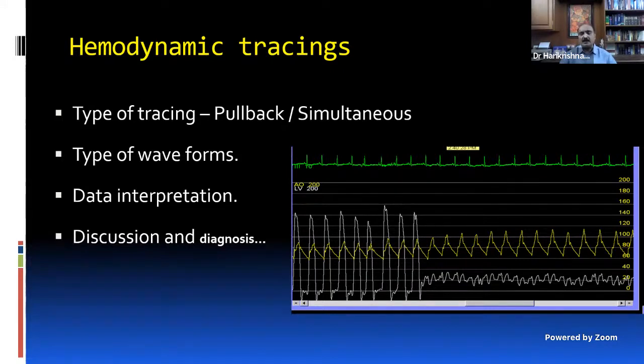So I have put the diagnosis in very small points because diagnosis is not the most important, because you have to discuss it. That is what most of the examiners want from you. So if you jump into diagnosis and make it wrong, that creates a bad impression. So always go slowly, see the tracings in detail, and give your interpretation. That is the most important thing which I should tell you.